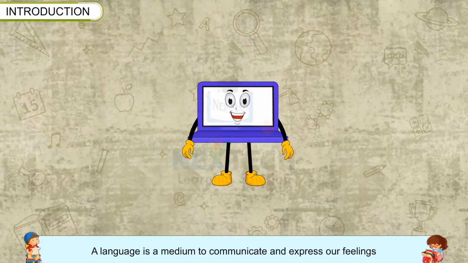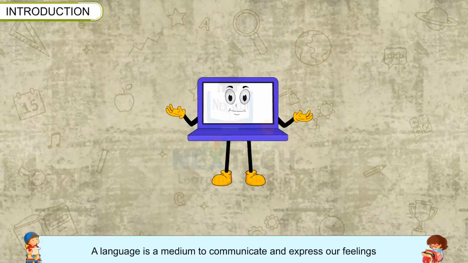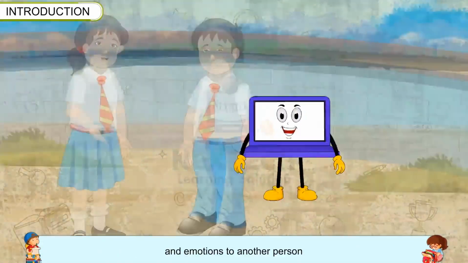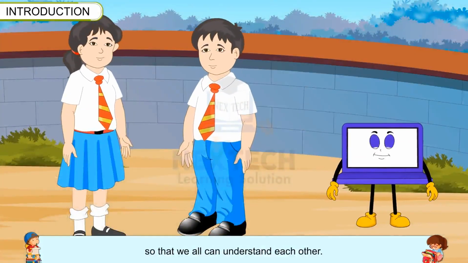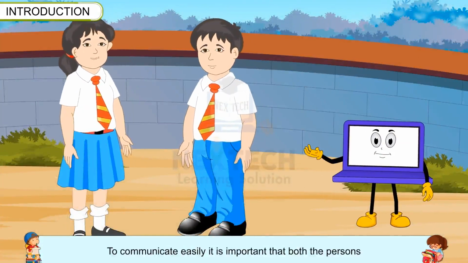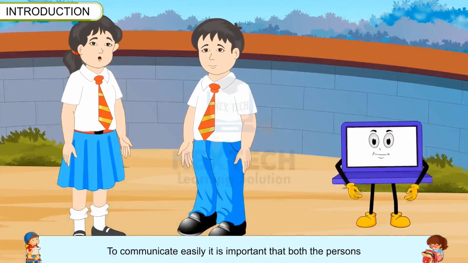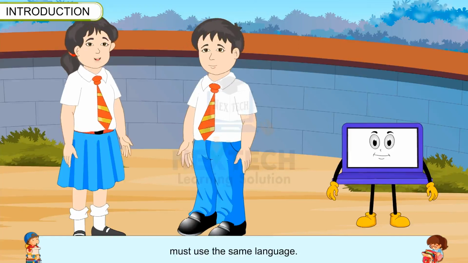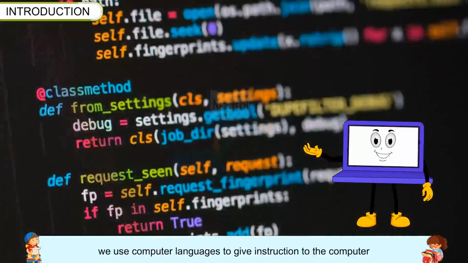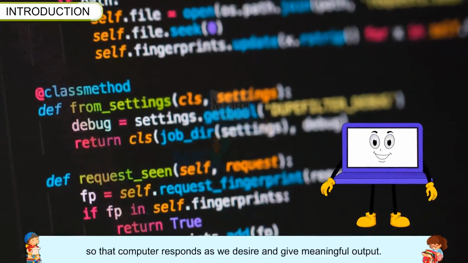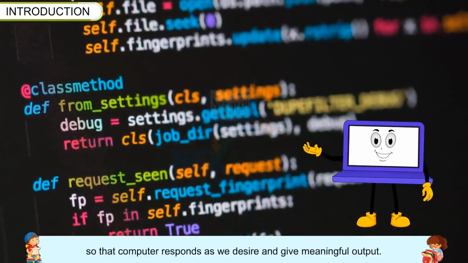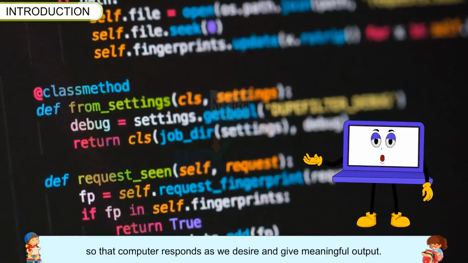Introduction. A language is a medium to communicate and express our feelings and emotions to another person so that we all can understand each other. To communicate easily, it is important that both persons use the same language. Similar to humans, we use computer languages to give instructions to the computer so that the computer responds as we desire and gives meaningful output.